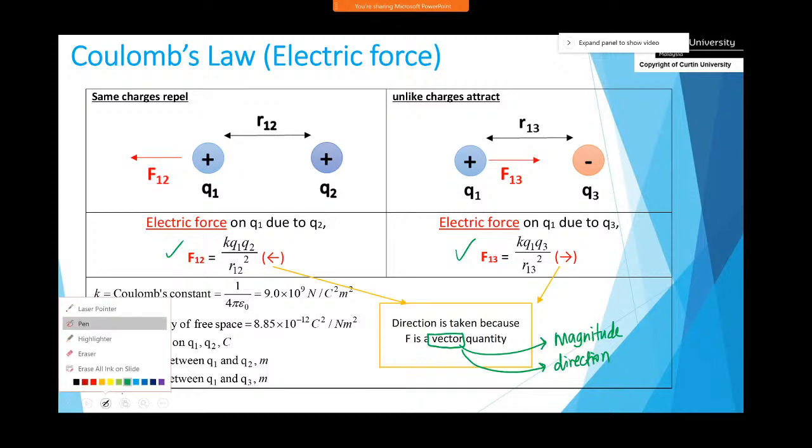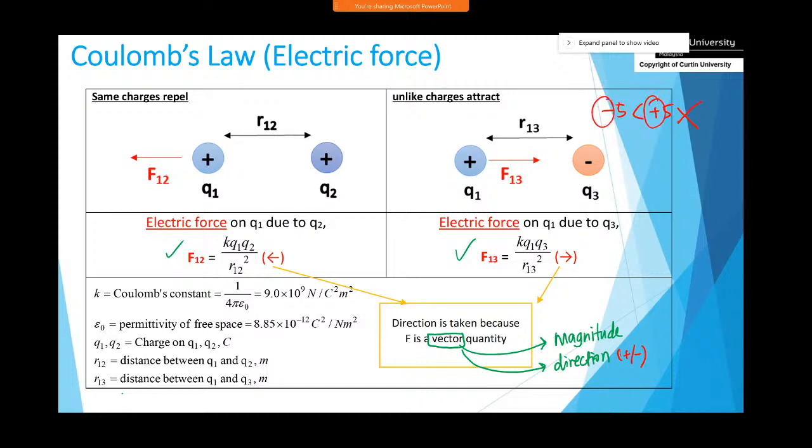So if it is a vector quantity, positive or negative doesn't matter. Positive or negative will not affect your magnitude. It doesn't mean that -5 is smaller than +5. No, it's the same strength. The difference is the direction only, right? So the same goes for electric force. Since it is a vector, we always have to look at the direction first before we move on to the magnitude. So how do we determine the direction?